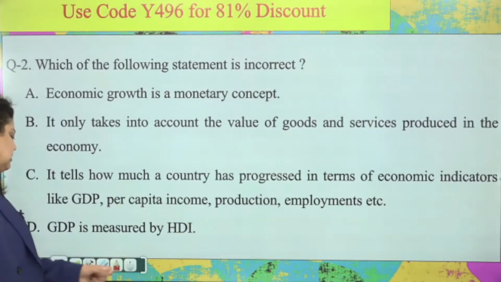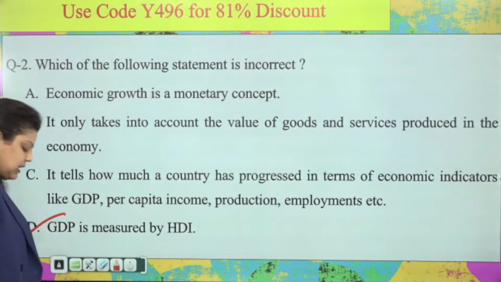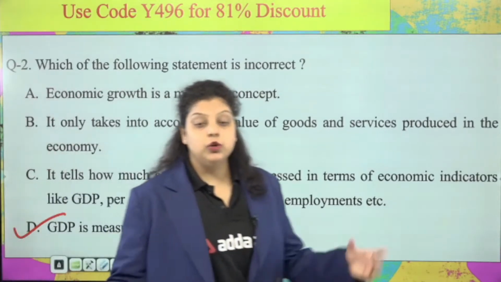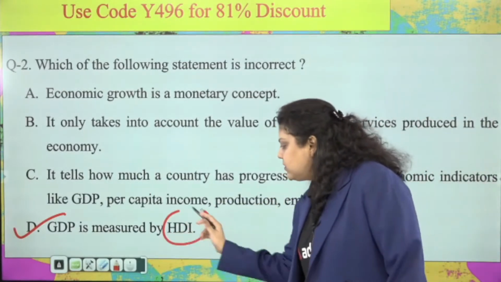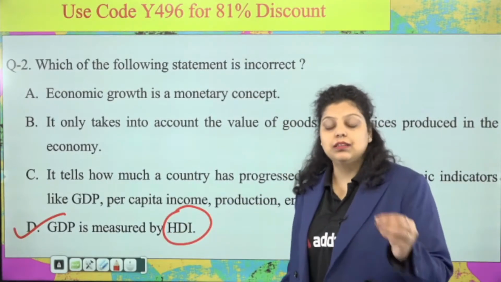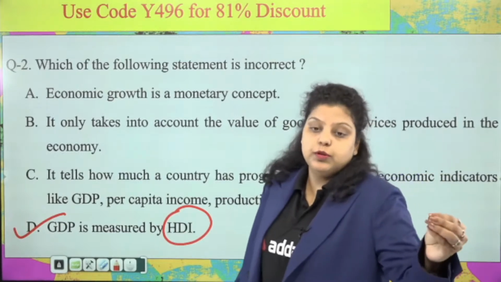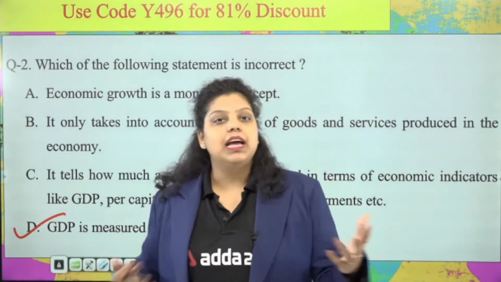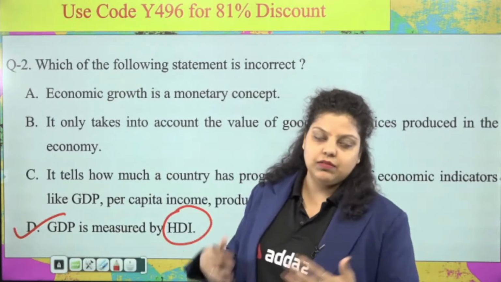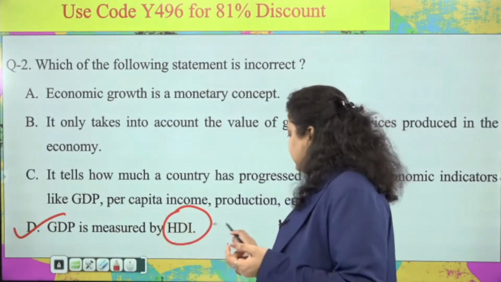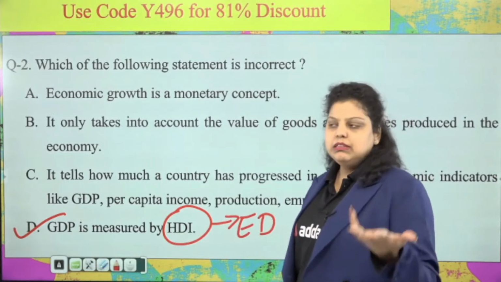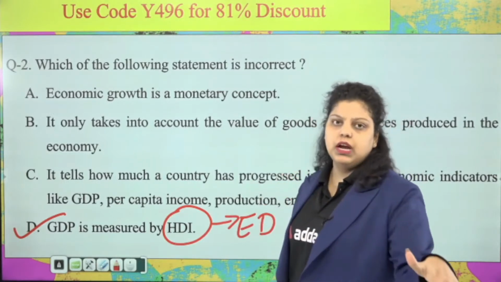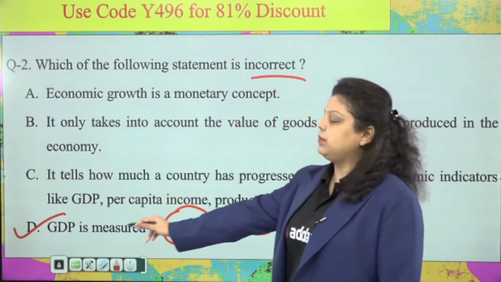Very good. Because GDP is what? The money value of all final goods and services produced within the geographical boundary of a country. And HDI is the Human Development Index, and it tells us about the well-being of the human resources, like how better the livelihood of the people is in the country. That will be told by the HDI. So HDI helps us find out economic development, but not the GDP. GDP will be measured by how much production we have done in the country. So the incorrect statement will be your D statement.